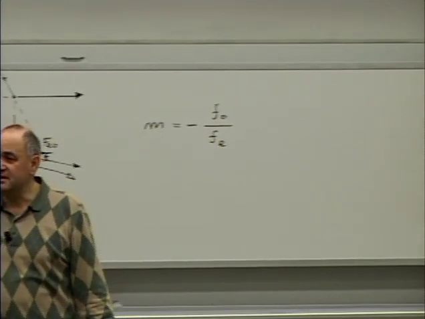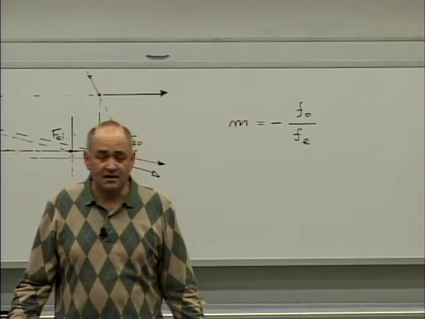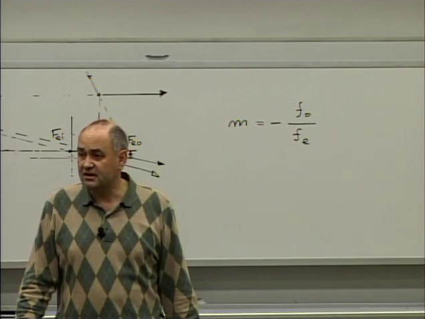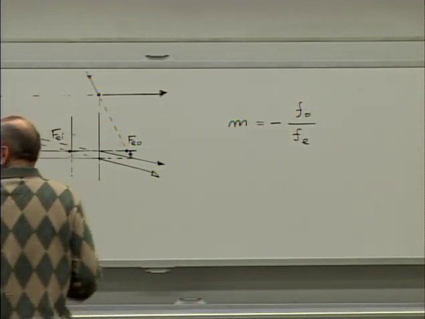And what does it mean? If magnification is positive, it means that the image is oriented the same way with respect to the object. Correct. All right.